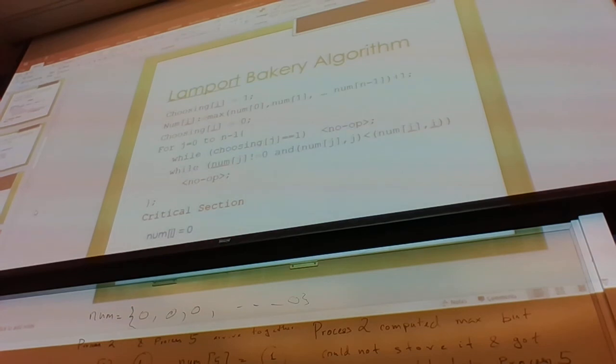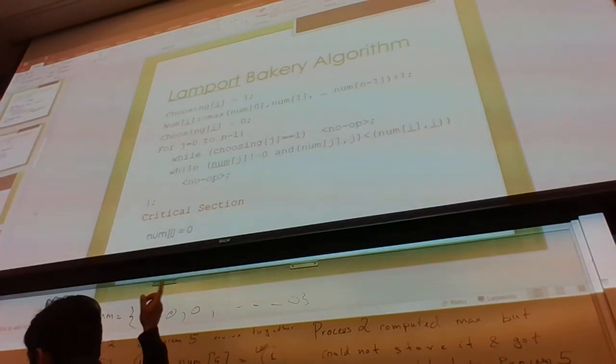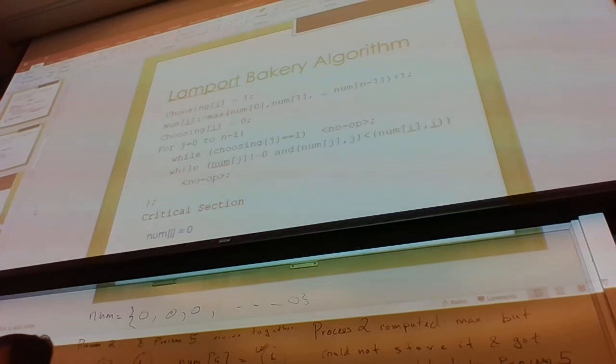What is the value of num5? 1, because it's getting the CPU quanta, it's storing it. So num5 is 1. Then the next step is it will go into that for loop and look at all the processes. It looks at process 0, num0 is 0. It looks at process 1, num1 is 0. So it breaks for process 0 and process 1.